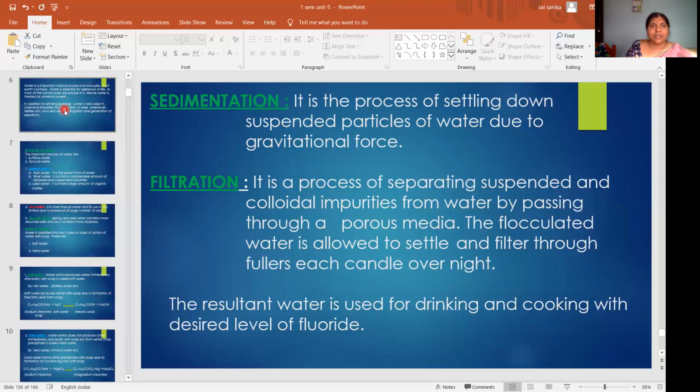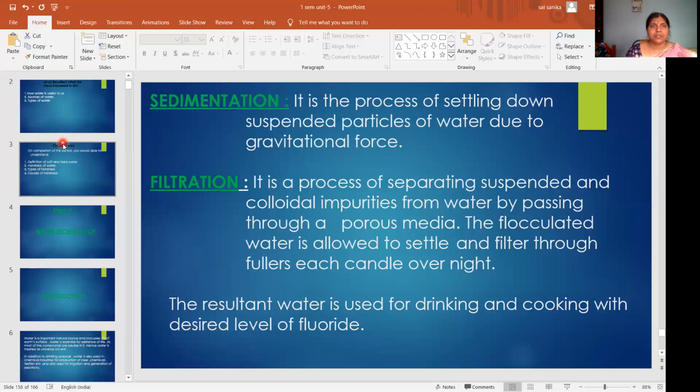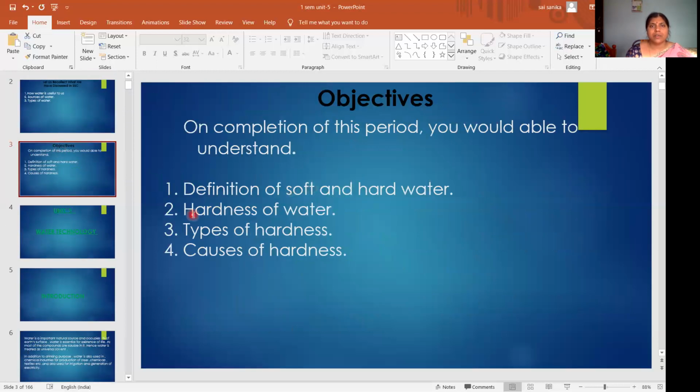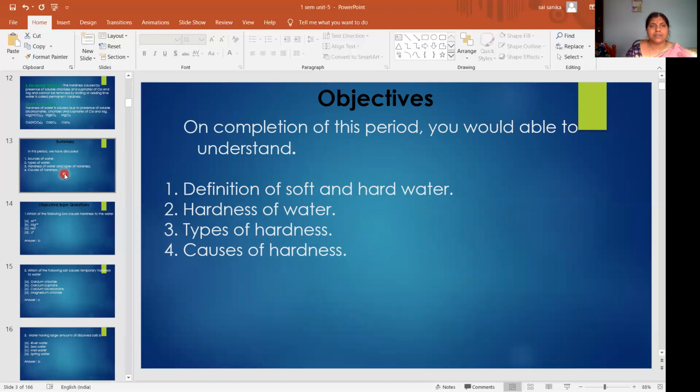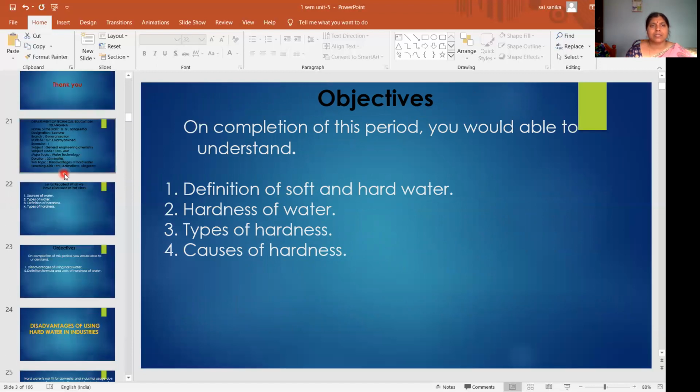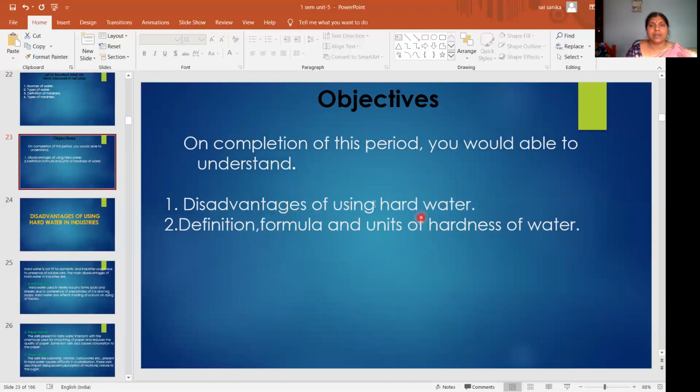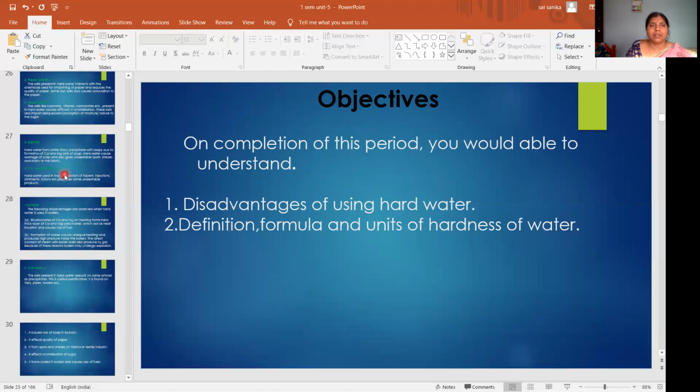So here, first, definition of soft water, hard water, hardness of water, types of hardness, causes of hardness. This is the first class. Then in the second class, we discussed disadvantages of using hard water. This is very, very important. I also covered definition, formula and units of hardness of water.